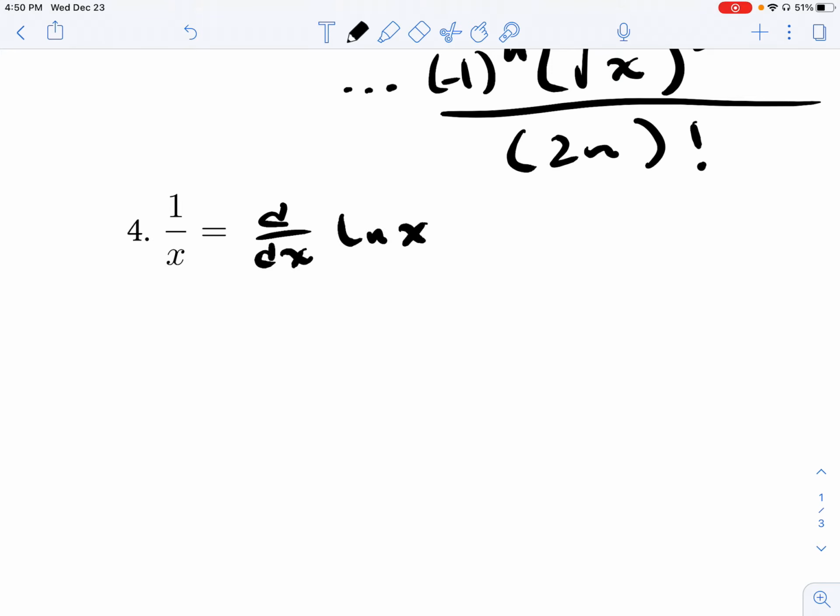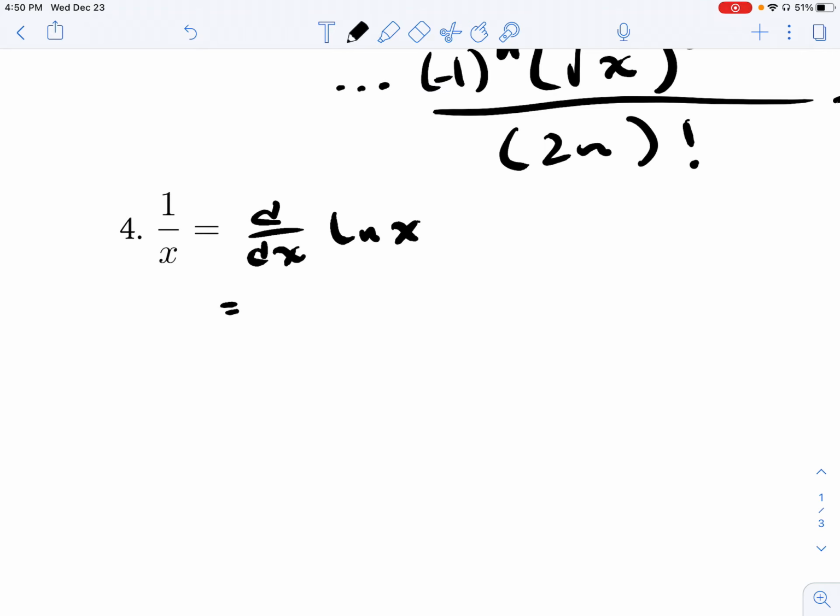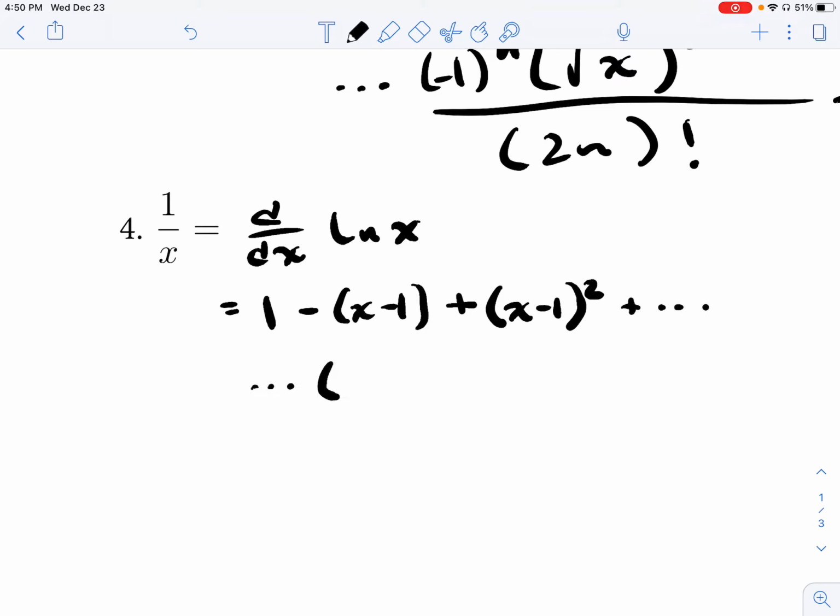So if 1 over x is the derivative of natural log of x, then we're just going to differentiate this series for the natural log of x, which would just be 1. So the derivative of x minus 1 is 1. The derivative of x minus 1 squared over 2 is just x minus 1. And if we keep going, we would get x minus 1 squared, and you get the idea. We've got then our general term, which is going to be negative 1 to the n minus 1 times x minus 1 to the n minus 1 power. Okay?